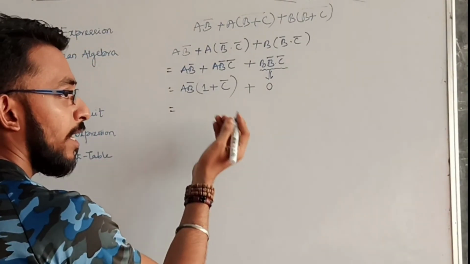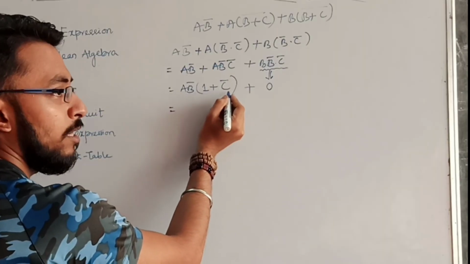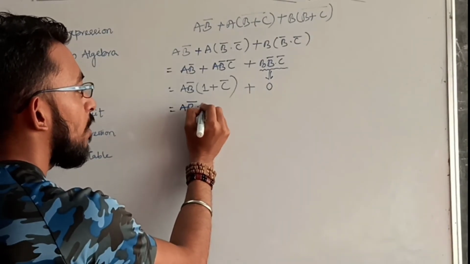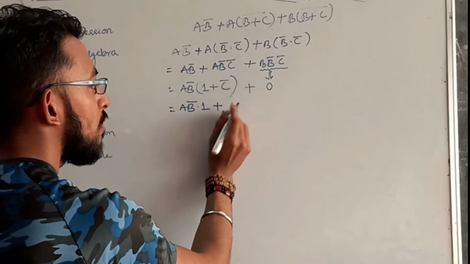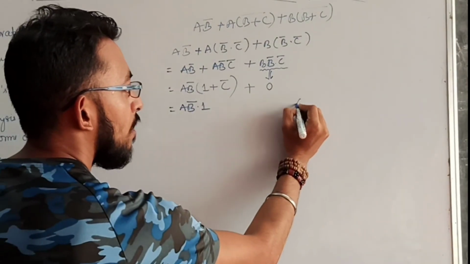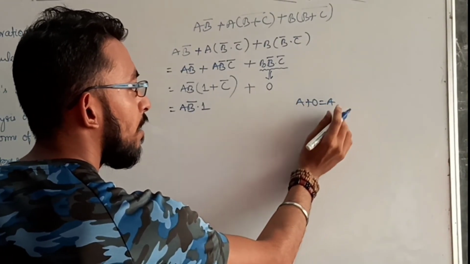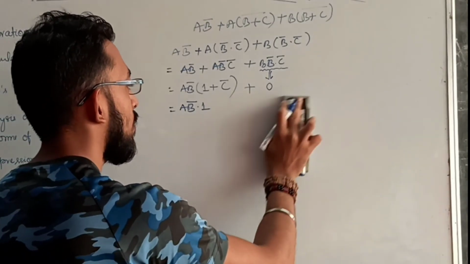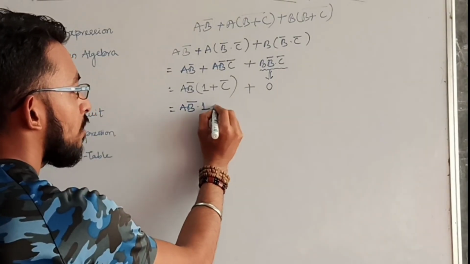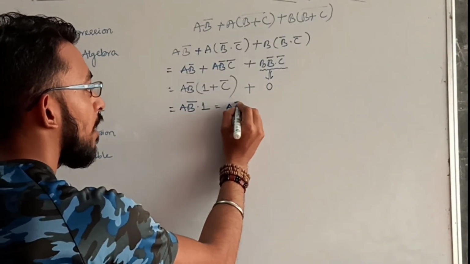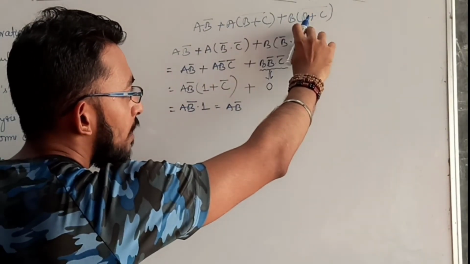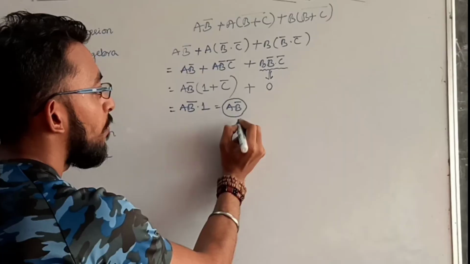Now again the same rule that we applied: 1 plus any variable, A, B, C, does not matter, will remain 1. So A B bar dot 1 plus this 0. I am not writing 0 because any variable plus 0 will give me that variable. A plus 0 will give me A. Okay. So again X dot 1 is nothing but X, which is nothing but A B bar. So you can see a long expression can be converted into its simplest form.